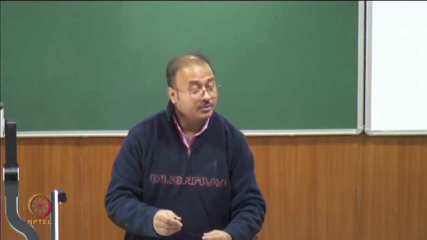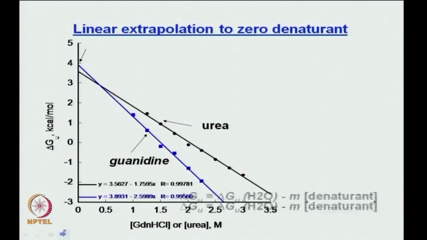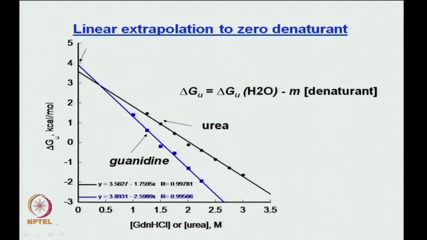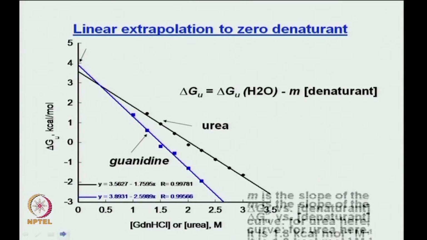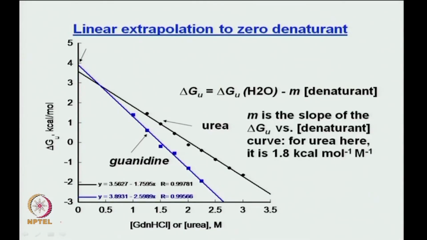But do you see the same thing happening here? No, right. So, here again we are plotting this delta G, so u is essentially unfolding, like your d of n. M is the slope of delta G versus denaturant, and for urea, y is equal to the intercept minus mx. Here x is your concentration of urea and y is essentially delta G. So, you can see this is urea, and then in the bottom you have guanidine hydrochloride.